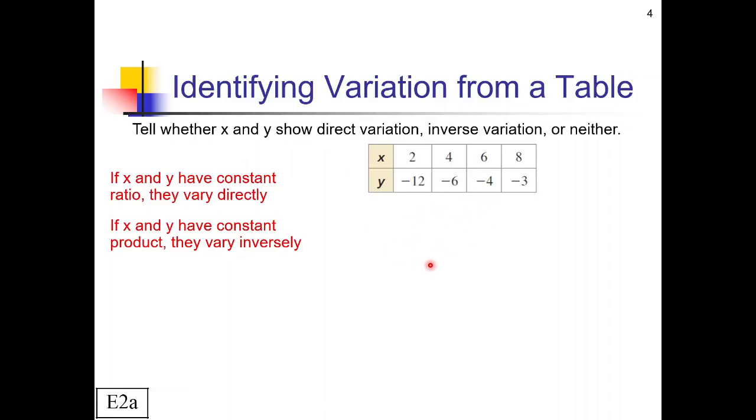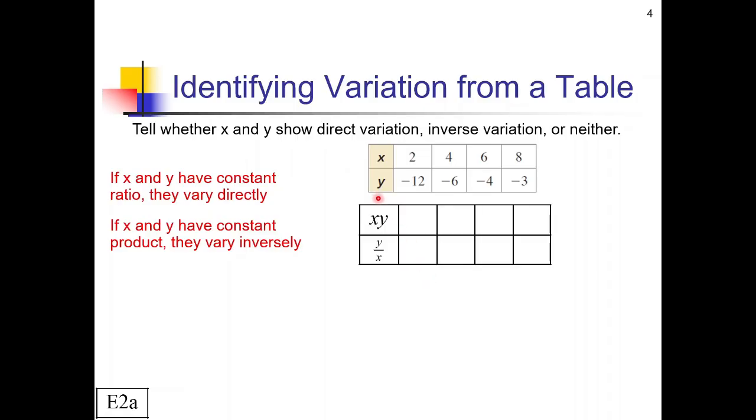All right, so I'm going to set up a little table where I take a look at what happens when I multiply x and y and when I divide x and y. And the ratio, it's not actually really going to matter if you do x over y or y over x, but I'm going to do y over x, just because that's how it would have been written on that last problem there. So going through and multiplying these, 2 times negative 12 is negative 24. 4 times negative 6 is negative 24. 6 times negative 4, negative 24. And 8 times negative 3, still negative 24. So this is a pretty strong case for, since we have a constant product, it looks like, inverse variation.